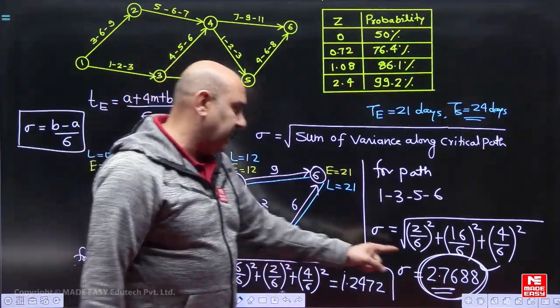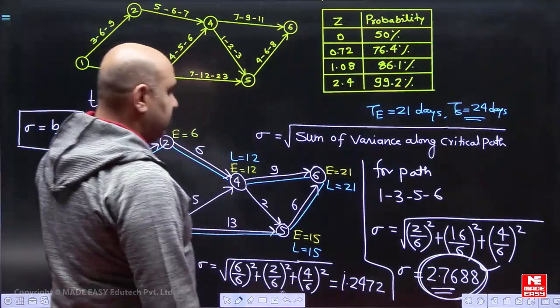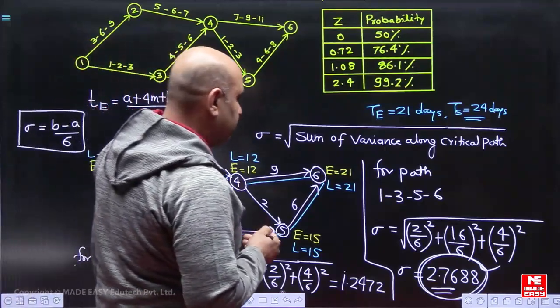Now sigma is more means uncertainty is more, so of course the chances of probability because of that will decrease. So always we select the maximum standard deviation path. So sigma will select 2.7688.